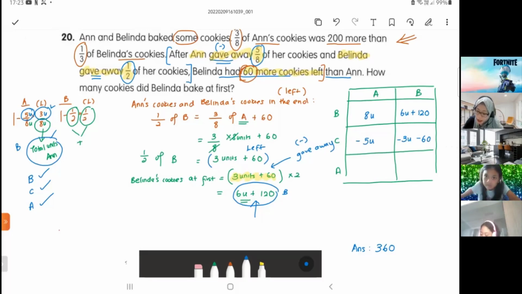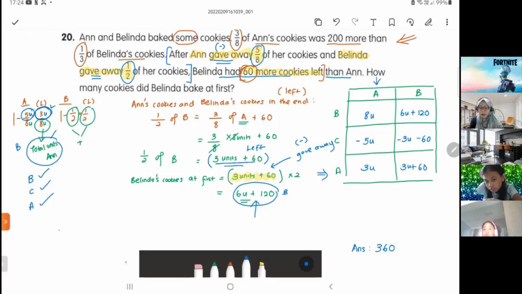how many leftover? So after is the leftover, right? This is my leftover here. 8 minus 5, if you look at N got 3 unit here. Yeah, put there 3 unit. If you look down the column also, 8 minus 5 is 3. So we are correct. Now for Belinda, 6 unit minus 3 unit left with 3 unit. 120 minus 60 is plus 60. Let's check. Do my leftover tally? Yeah, correct. Can you see?